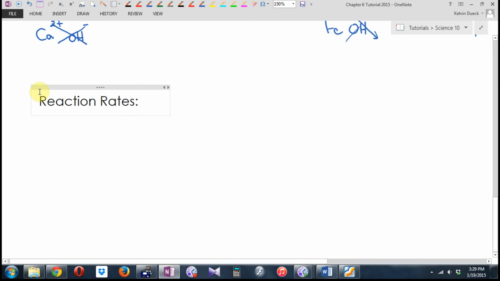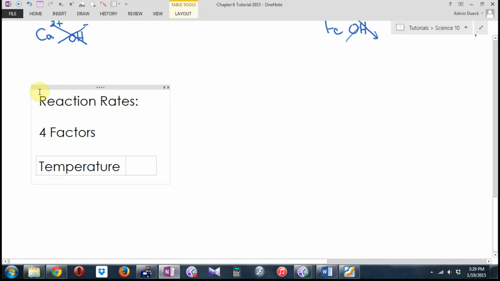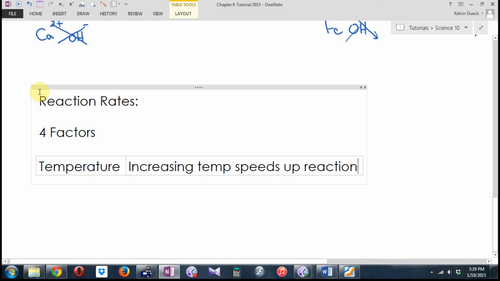Okay? And there were 4 factors. Temperature. Increasing temperature, does that make the reaction rate faster? Okay, it speeds up the reaction. This is going to be obvious, but I'll say it. So lowering the temperature, what? Slows it.